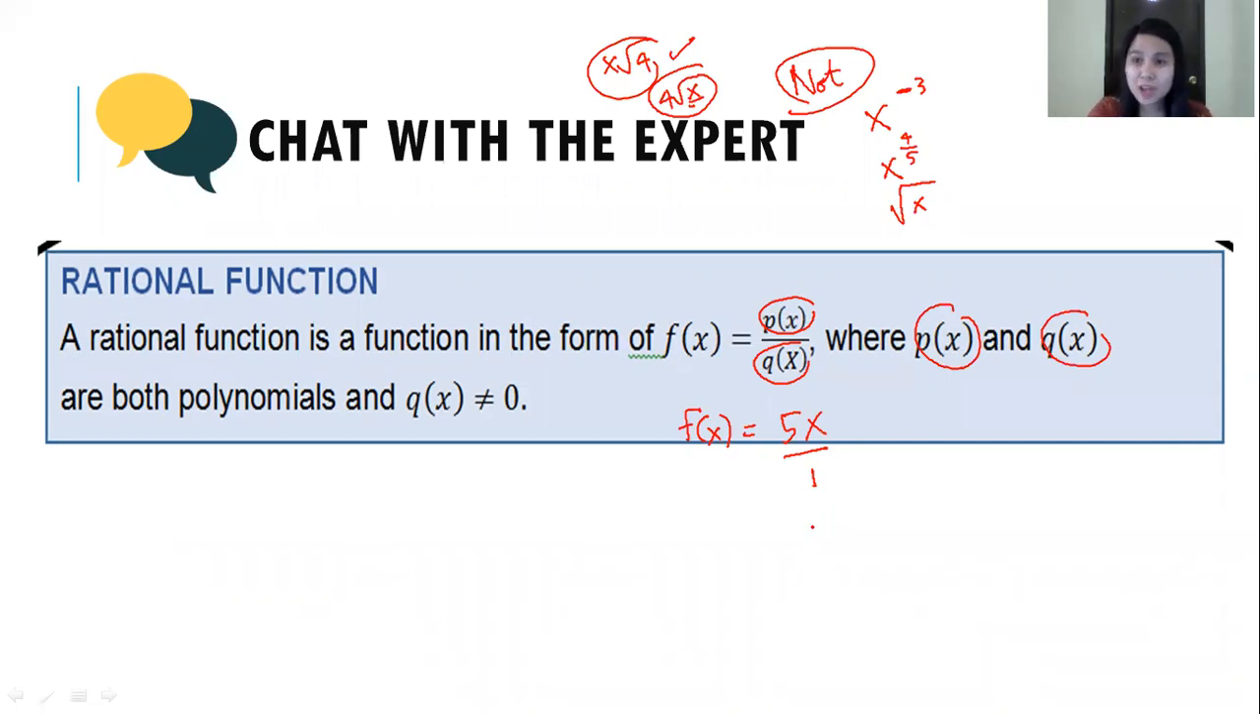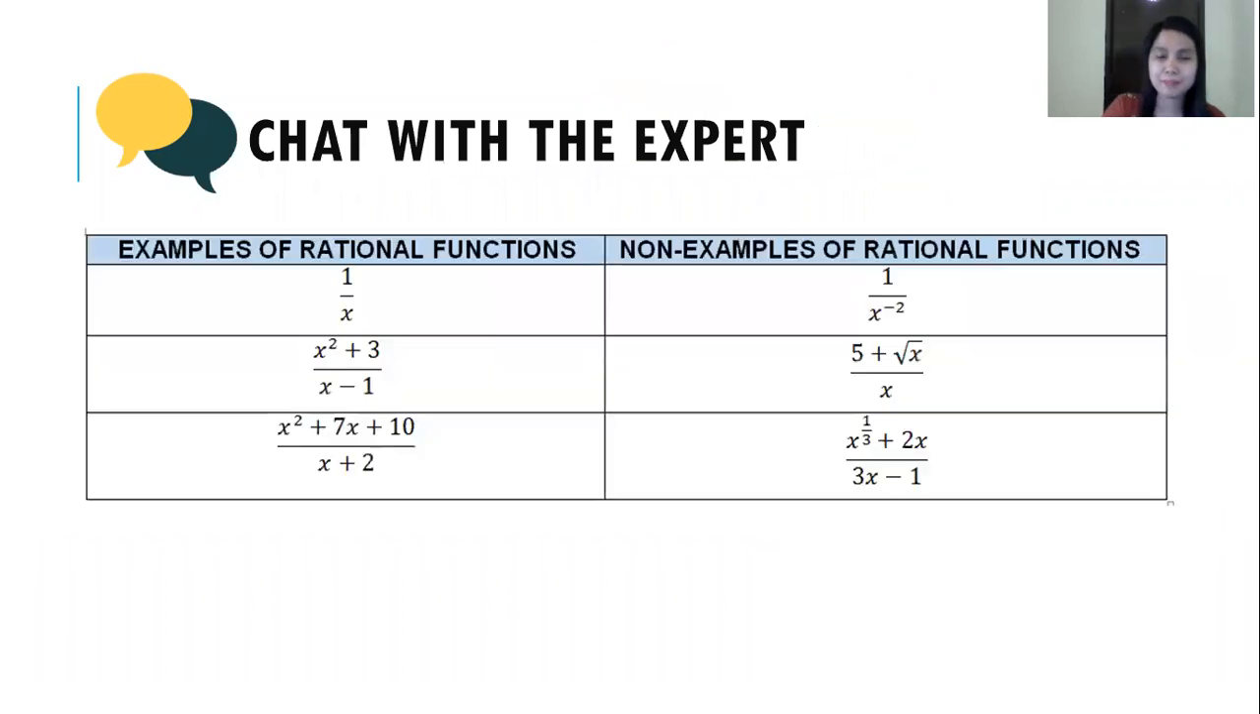Now, let's talk about some examples on rational functions and what are some examples of not rational functions. Here are some. For example, 1 over x, rational function. X squared plus 3 over x minus 1, rational function. The next one, x squared plus 7x plus 10 all over x plus 2, rational function.